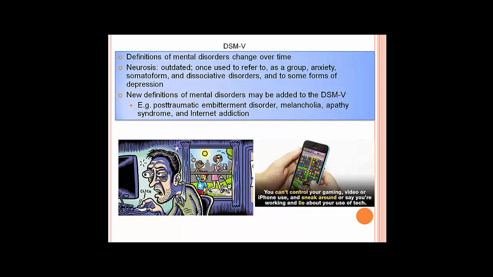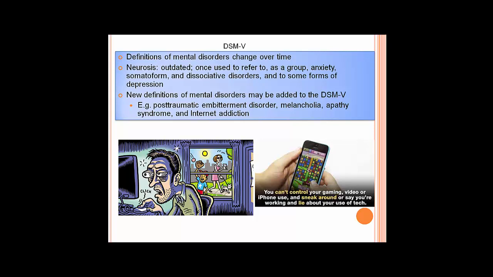We used to have, and you still hear this term, we use this term quite a bit, but the term really came out of the Freudian era, and that's called neurosis, and it's outdated. We used to group anxieties and somatoform disorders and dissociative disorders, other kinds of depression. In fact, depression used to be called depressive neurosis. Before that, it was called melancholia, but that I think was even before DSM-1.